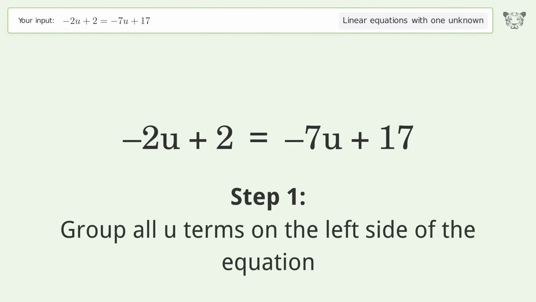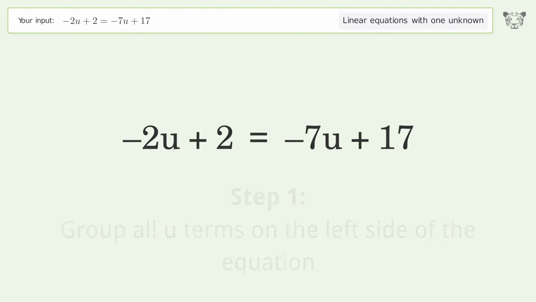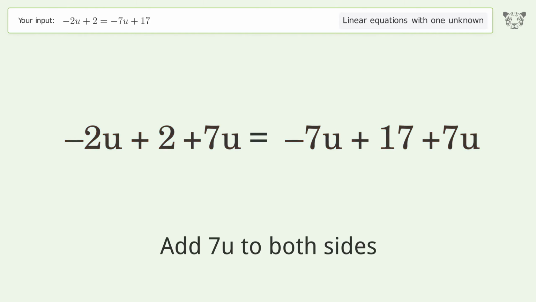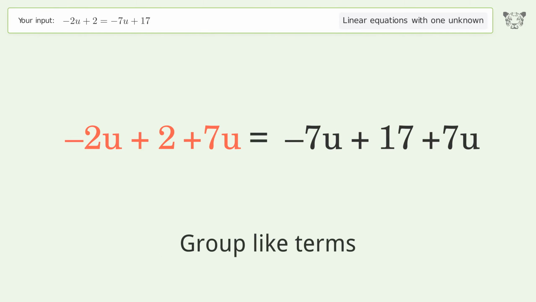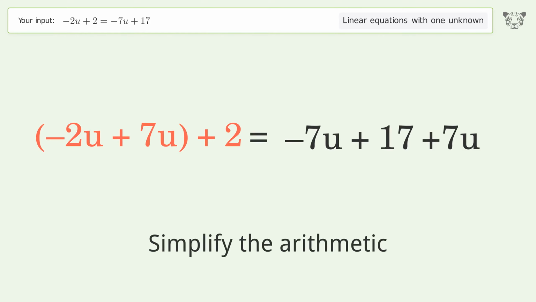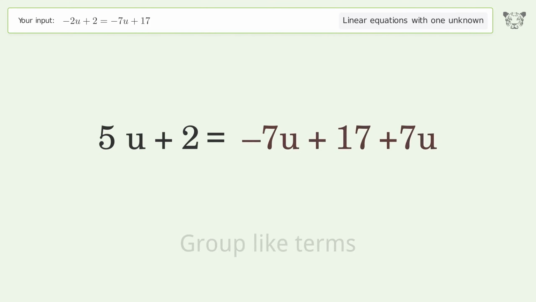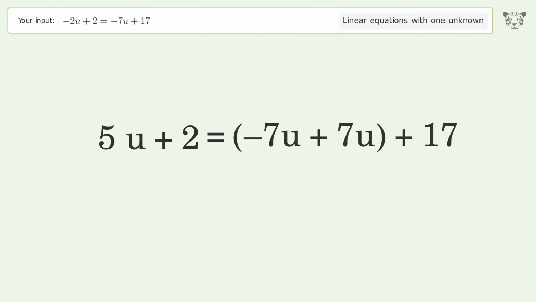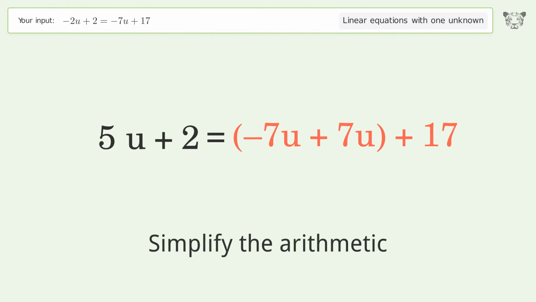Group all u terms on the left side of the equation. Add 7u to both sides. Group like terms. Simplify the arithmetic. Group like terms. Simplify the arithmetic.